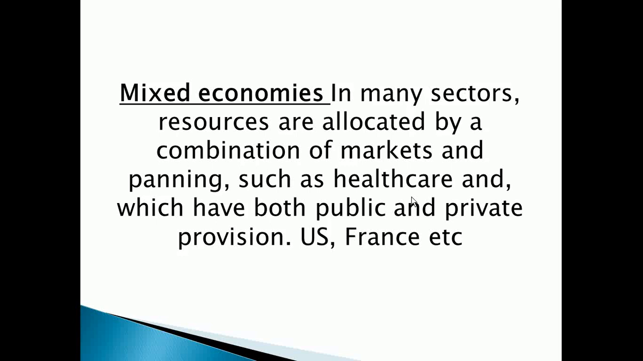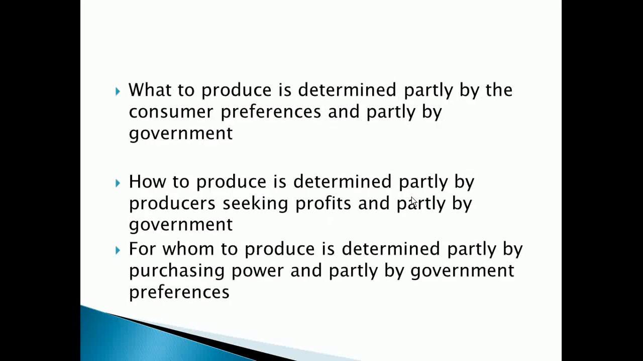A mixed economy answers the questions of what to produce, how to produce, and for whom to produce. What to produce is determined partly by consumer preferences and partly by government. How to produce is determined partly by producers. Of course, they are seeking profit and so they must adopt the technique of production that is most beneficial to them. And partly by the government.